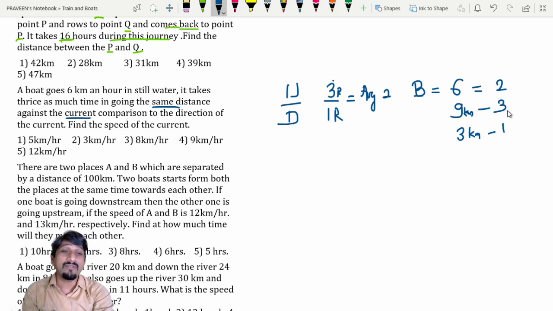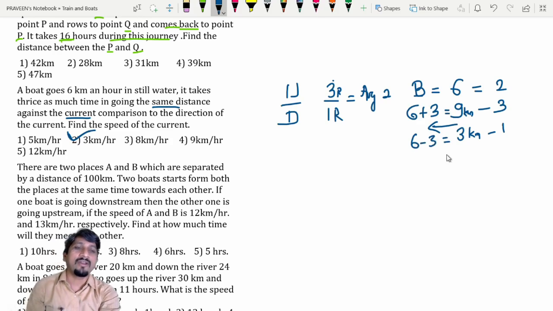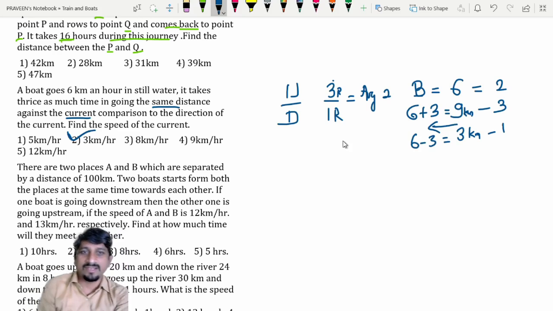Speed of the current will be how much? 3 kilometer per hour. Why? Because here we are adding 3. 6 plus 3 is equal to 9, and here 6 minus 3 is equal to 3. So therefore 3 is your answer. Very, very simple. Okay. Or you could have found one more way as well.